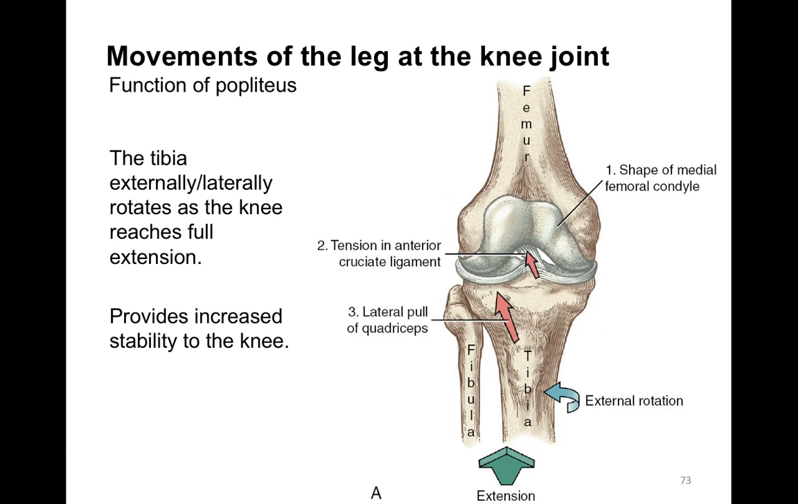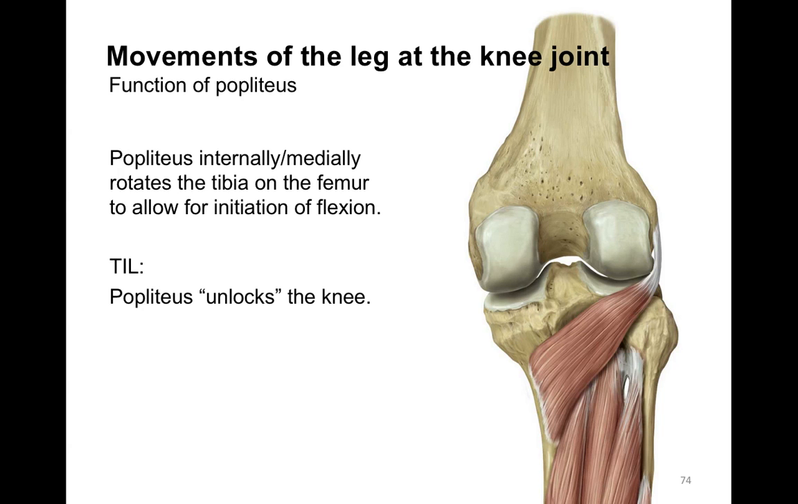Now, as we just described, the tibia externally or laterally rotates as the knee reaches full extension. So we do need a mechanism in place to initiate flexion of the knee by internally, medially rotating the tibia on the femur. The muscle that provides that mechanism is the popliteus muscle. The popliteus internally or medially rotates the tibia on the femur to allow for initiation of flexion. So you could say that the popliteus unlocks the knee.